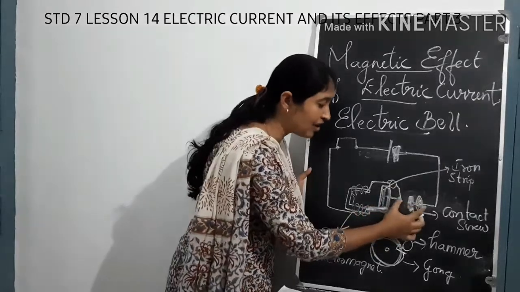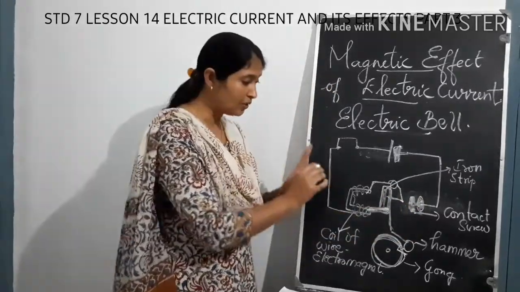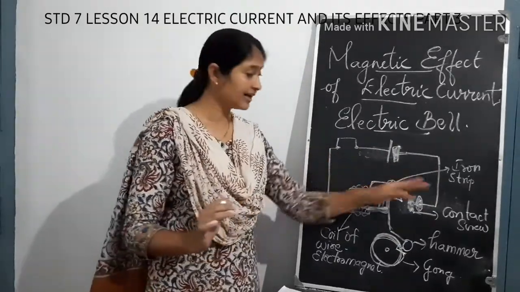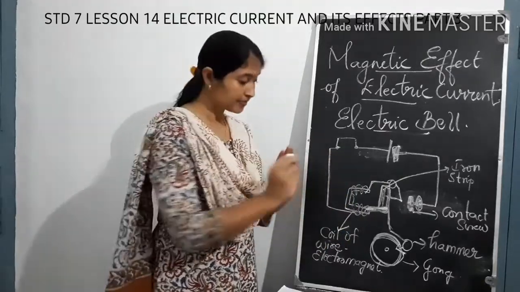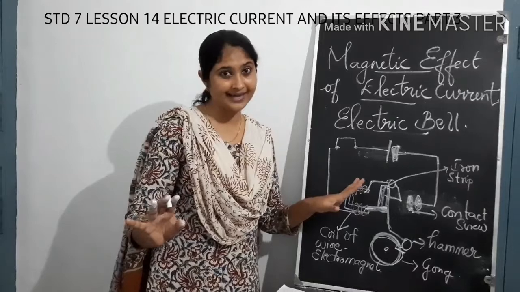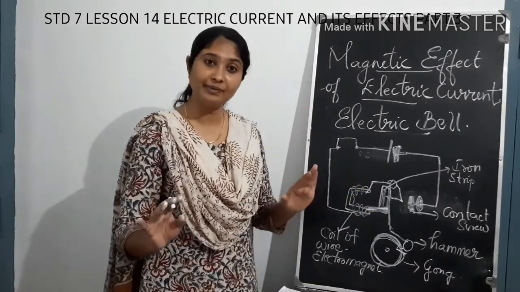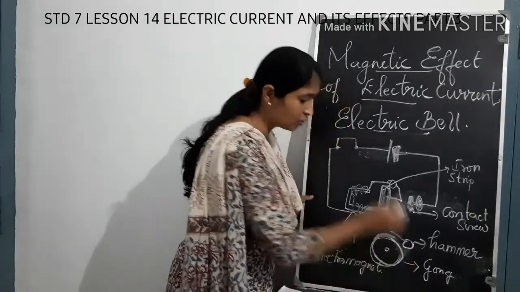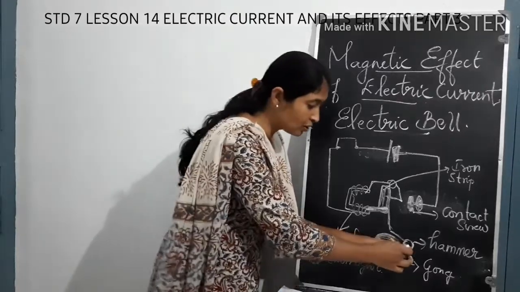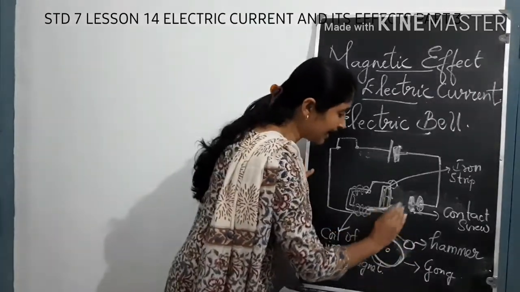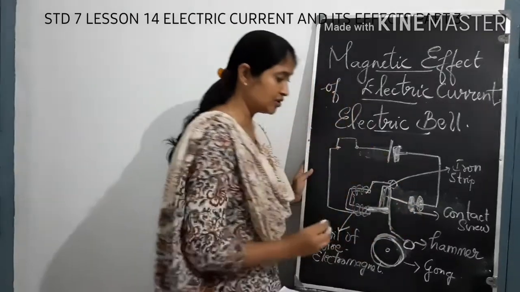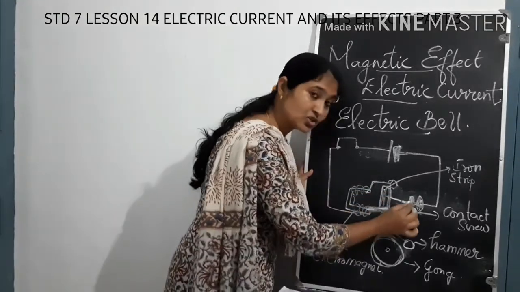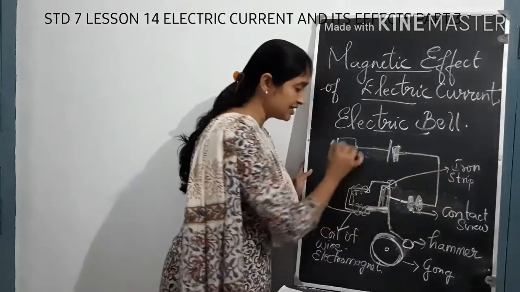At that time, what happens over here? The iron strip is now far away from the contact screw. So now no more electricity is passing through that. The current flowing through this will stop. The coil is no longer an electromagnet. So this will go back to its original position. When this goes back to the original position, this iron strip is also going back to its original position and it touches the screw again.